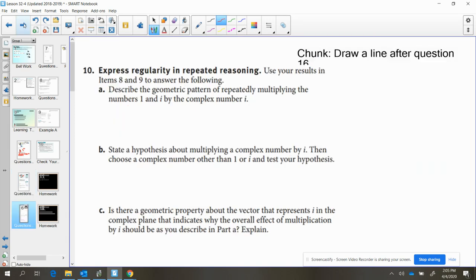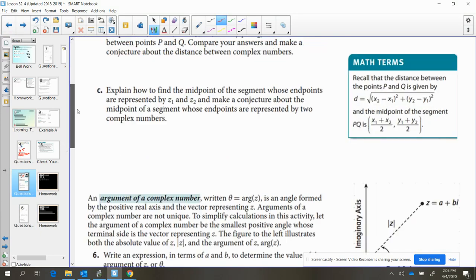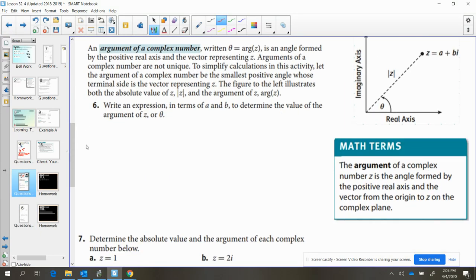The other important piece here that we're going to talk about is the argument of a complex number. So if you flip the page to page 456, the argument, just like the absolute value works like the magnitude, is going to work like the direction of our vector. So again, the argument here is going to be represented like this. You're going to see ARG of your complex number here, and that again is going to work like the direction.